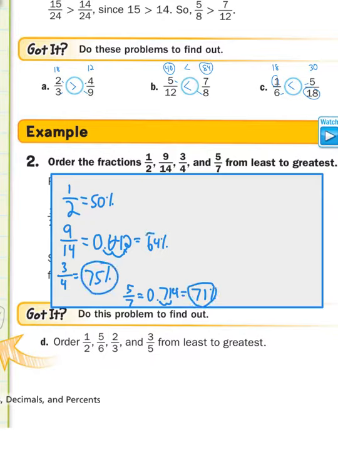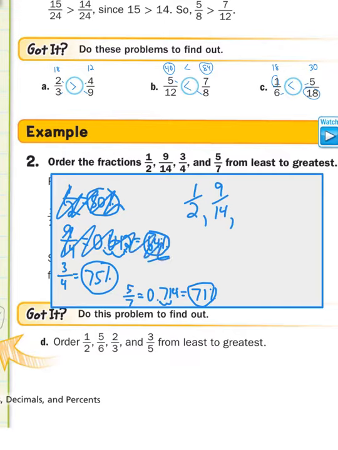All right, so here are my percents. Now, because percents are easy to understand, they're easy to put in least to greatest order. So the lowest percent, if you look at 50, 64, 75, and 71, is 50. So that means 1/2 is going to be my least. Next, 64% is second, so 9/14 is second. Next, 71% is third, so 5/7 is third. And last, 75% is biggest, so 3/4 is biggest. So this is my answer in least to greatest order.